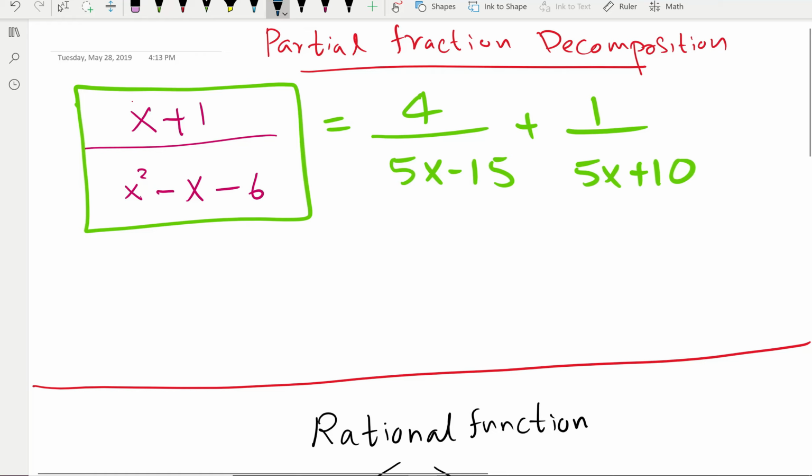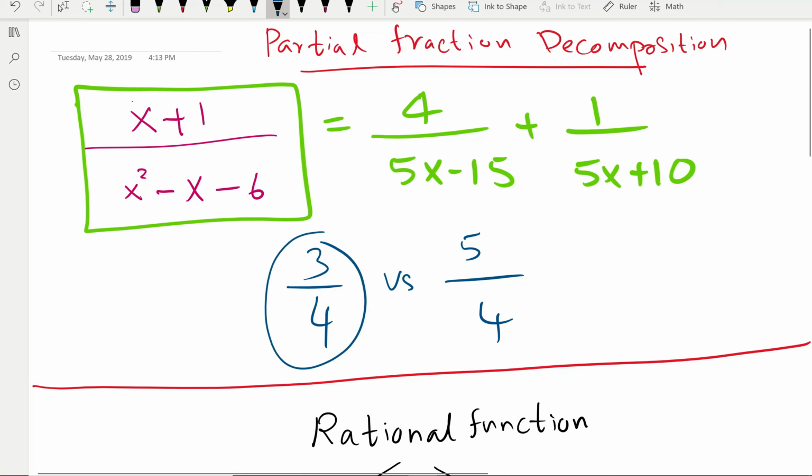Look at these two fractions, 3 over 4 versus 5 over 4. What is the difference here? Well, in the first fraction, the numerator is smaller than the denominator, right? But in the second fraction, the numerator is larger than the denominator. But these are just numbers. Now, that's two kinds of fractions, right?